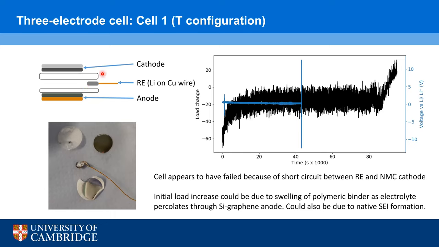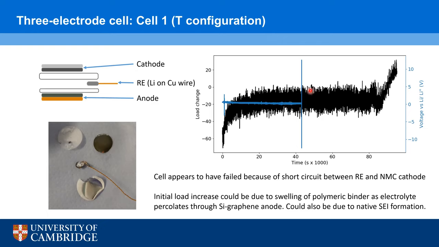So the first one we tested was in this T-cell configuration with the reference electrode on the side, on the side of the inner cavity of the electrochemical cell. We did a similar test where we allowed the cell to rest and the electrolyte to percolate through. In this case we used a silicon graphene anode and an NMC, a nickel manganese cobalt oxide, cathode material.